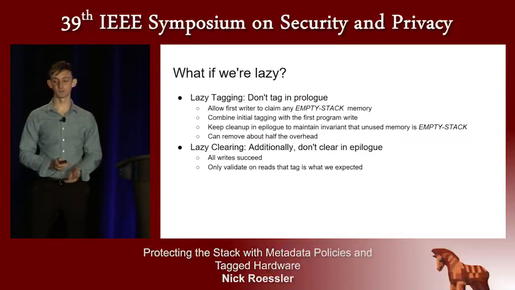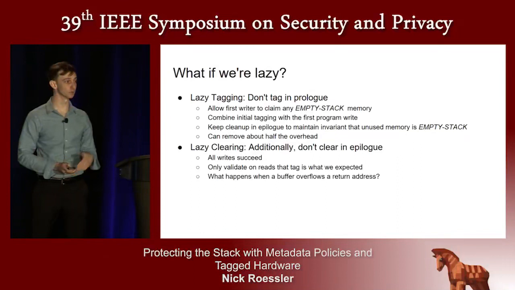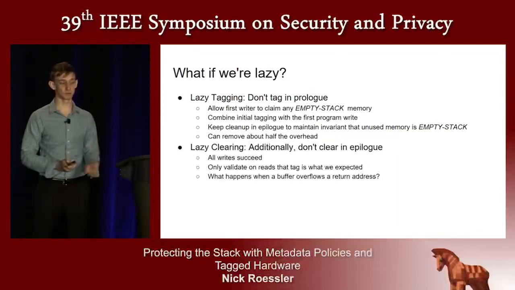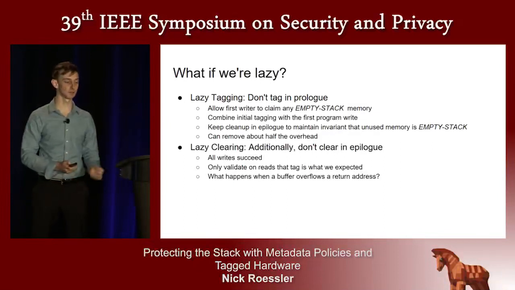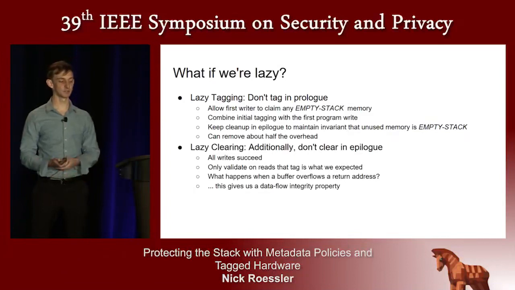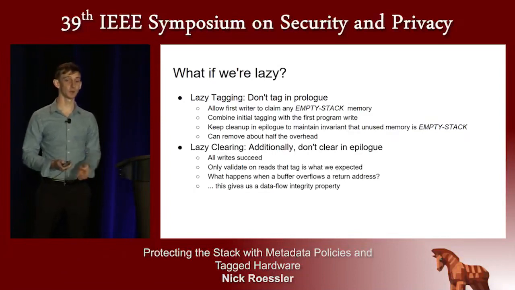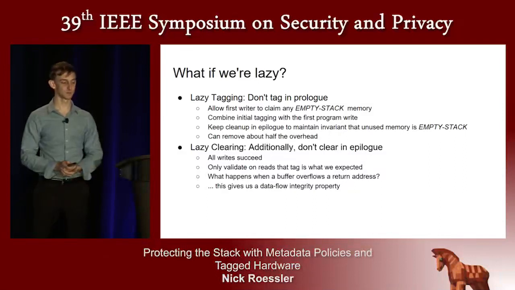So if all writes can succeed, what happens when a buffer overflows a return address? Well, the write's allowed to succeed. But the return address, which used to have a tag like blue return address, takes on the tag of the writer, which is something like green buff. And then later when we go to load the return address, we can tell that the tag has changed and something has gone wrong. In other words, with this optimization, we're only enforcing a data flow integrity property. When we go to read something, we can tell if those bits didn't come from the place that they were supposed to.